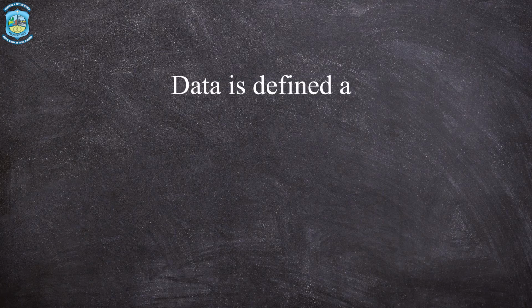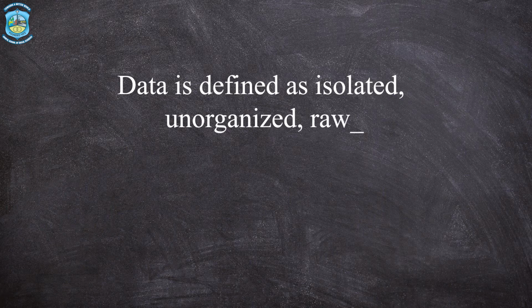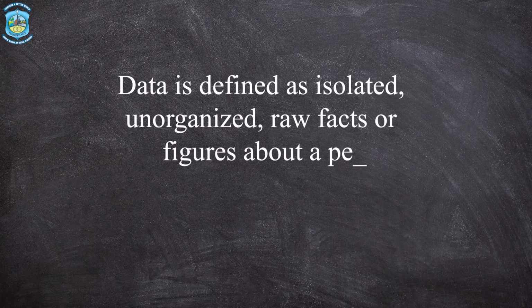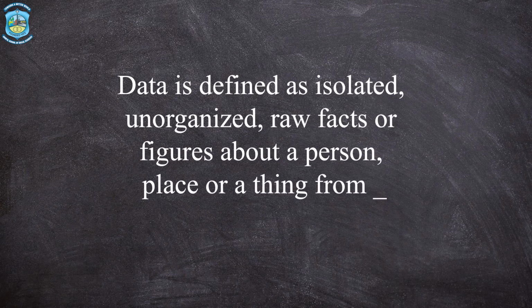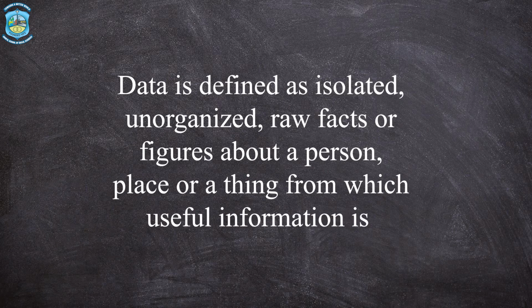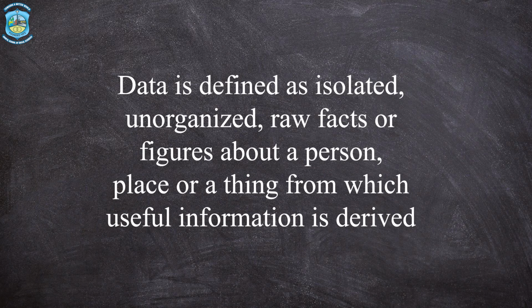Data is defined as isolated, unorganized, raw facts or figures about a person, place or a thing from which useful information is derived. Let us understand these concepts. Data is isolated, that means there is no interaction between the elements of data. It is unorganized, it is not in a particular sequence. It is raw facts or figures, just whatever values we recorded, we have stored. This is called data, about a person, place or a thing.